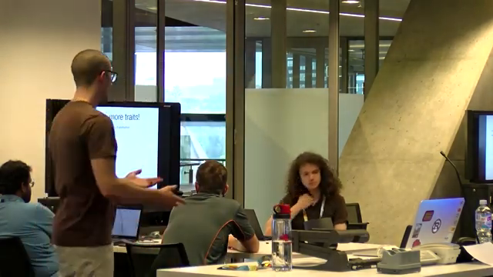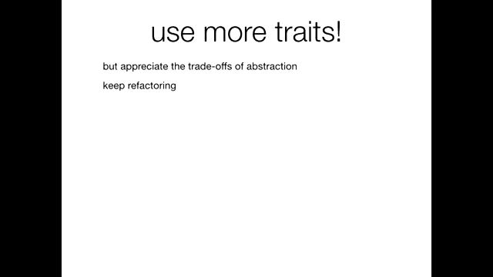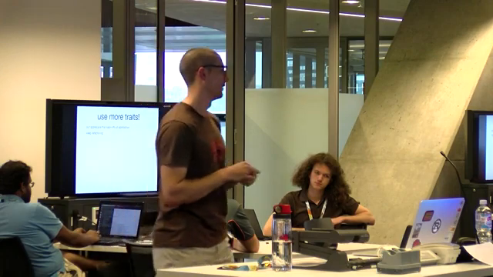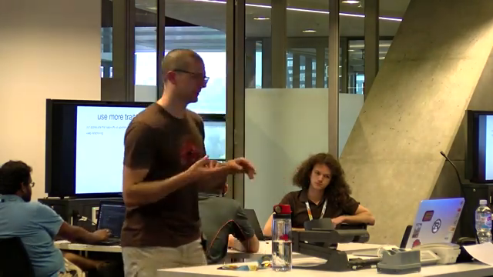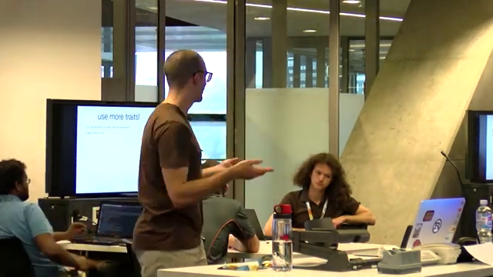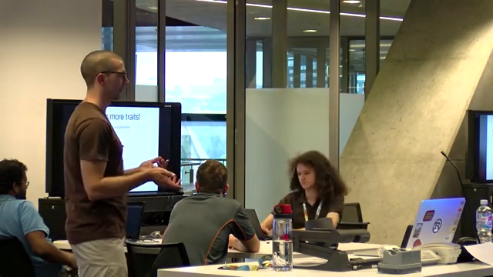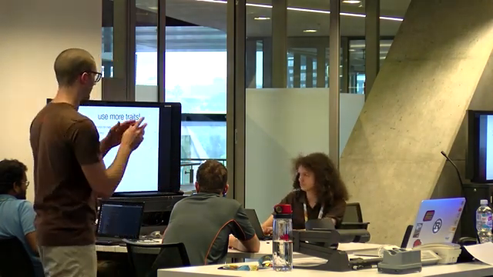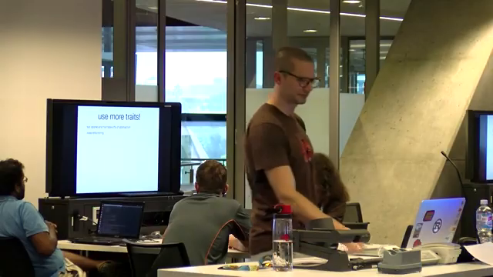But there's always a limit. As with any abstraction mechanism, it's really easy to go overboard and have the equivalent of an enterprise Java bean type situation. So I appreciate the trade-offs around abstraction. It's pretty easy to factor out traits or to split traits up and so forth. So keep revisiting and refactoring your code to make more traits.